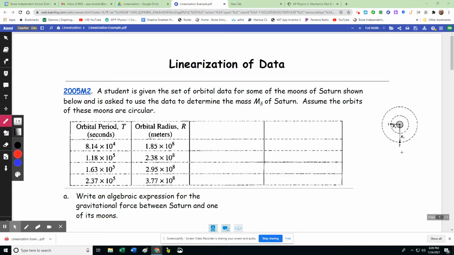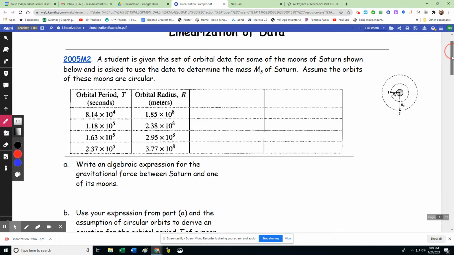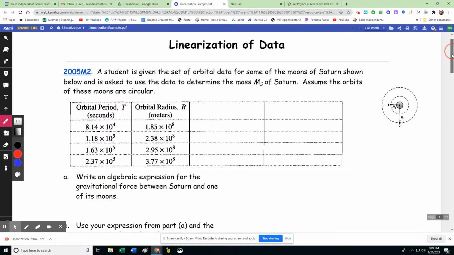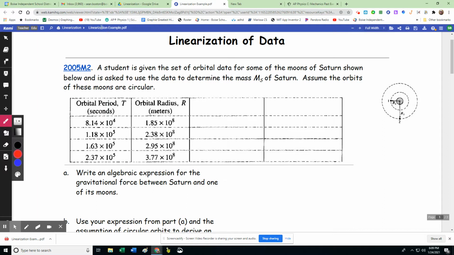Hello, we're going to work a typical type of AP Physics C problem that I like to call linearization of data. I'm going to try to convince you that it's a commonly occurring type of problem on the AP exam, and show you how to recognize it and how to do any type of problem like this. They all kind of work the same, and I'll show you the pattern. We're going to work this 2005 example.